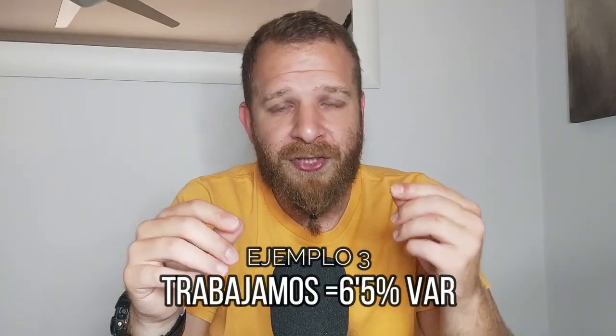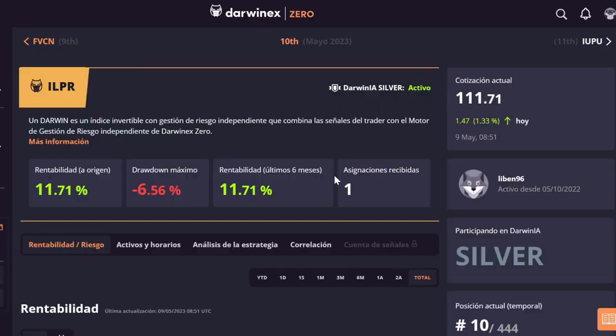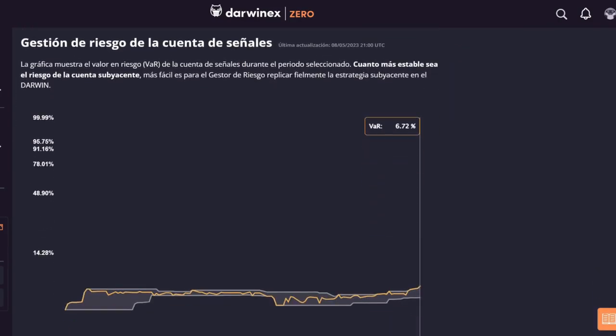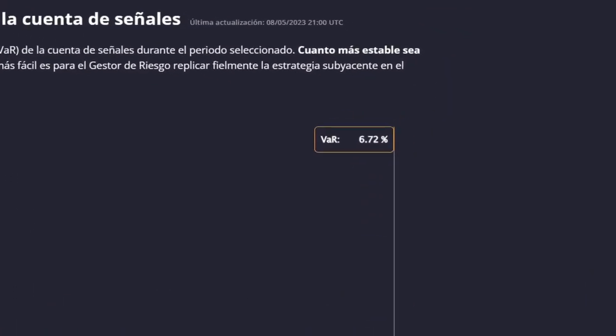In this last example, we will be assuming an ideal risk or very close to that 6.5% VaR that Darwinex establishes as the target. In this Darwin, we see how the trader is already working on his own with the objective set at a risk of 6.72%. That is, the intervention of the risk engine this time will be minimal. It has very little to manage since the trader himself is already doing it in his underlying strategy. In short, the risk engine will act neutrally.